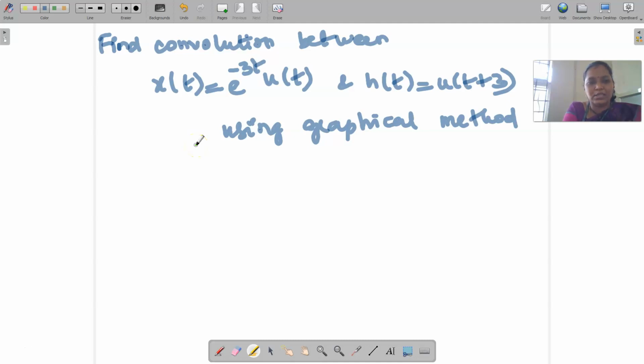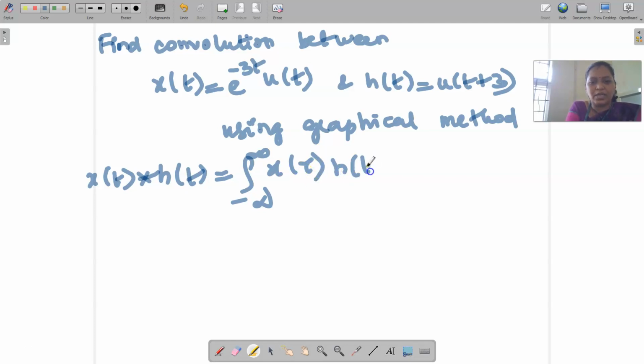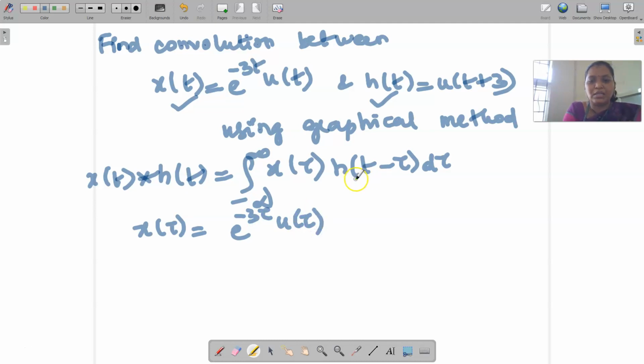Since it is a CT signal, we have the convolution formula, that is x of t star h of t is given by the integral from minus infinity to infinity of x of tau h of t minus tau d tau. Given x of t and h of t, as per the formula we need to find out first x of tau. X of tau is given by, just replace t by tau, so e power minus 3 tau u of tau, and next we need to find out h of tau. H of tau is given by u of tau plus 3.